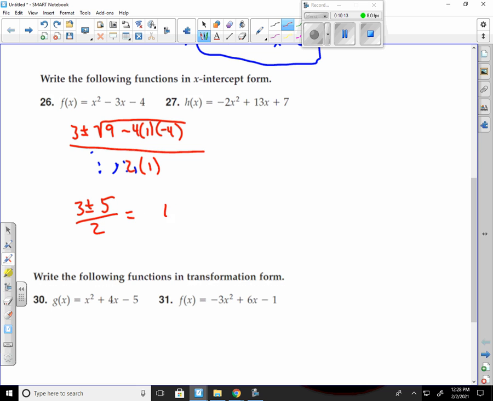So this would be 4, and 3 minus 5 is negative 2 over 2, which is negative 1. Those are my x-intercepts. To put it in x-intercept form: x minus 4, x plus 1.